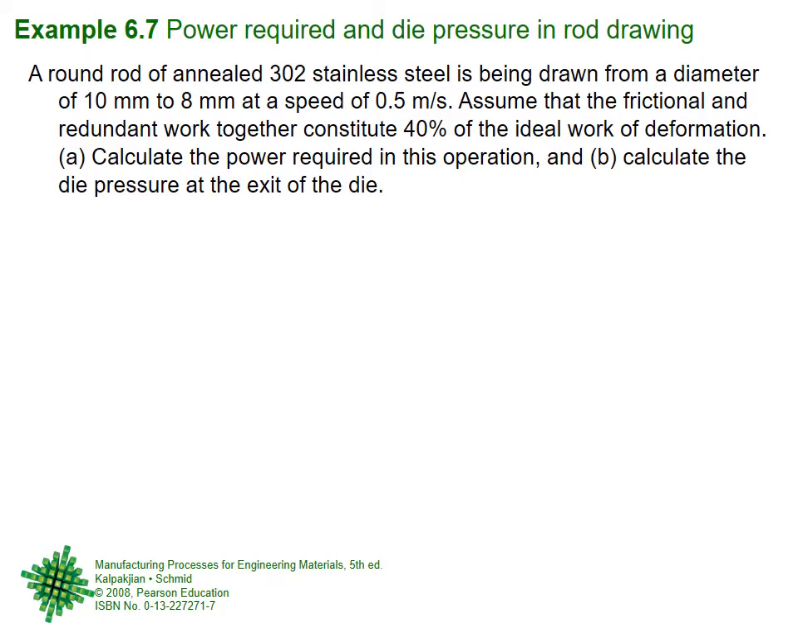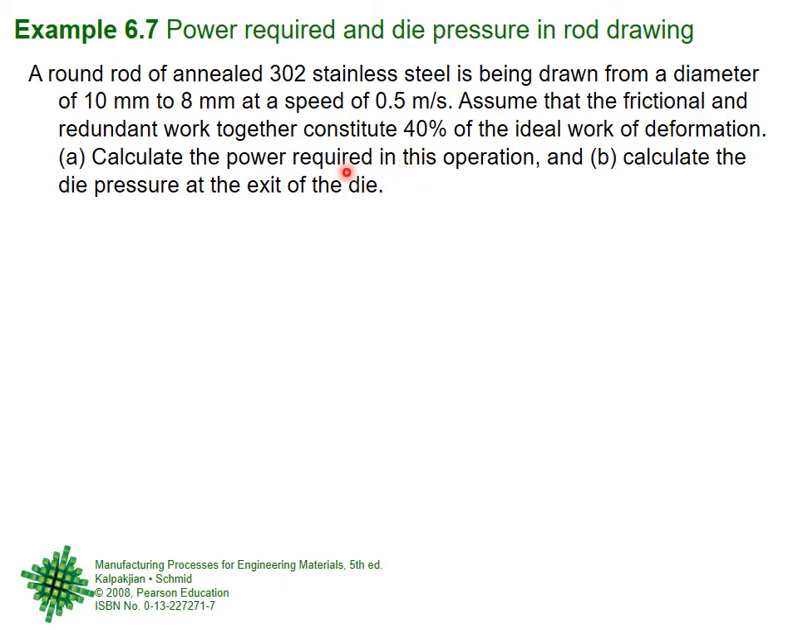But let us see. A round rod of annealed 302 stainless steel, it is a very popular stainless steel, is being drawn from a diameter of 10 millimeter to 8 millimeter, D0, Df, at a speed of 0.5 meters per second. So the velocity is given. Assume that the frictional and redundant work together constitute 40% of the ideal work of deformation. Calculate the power required. Calculate the die pressure at the exit of the die.